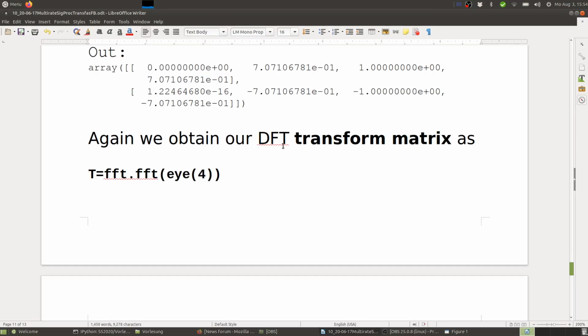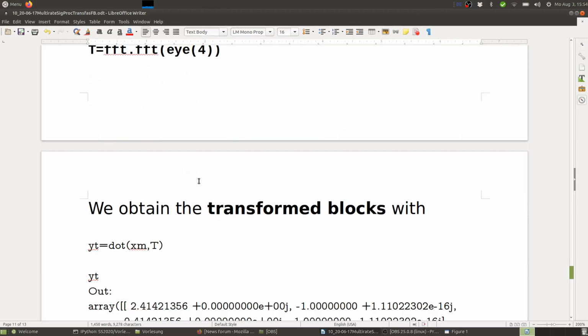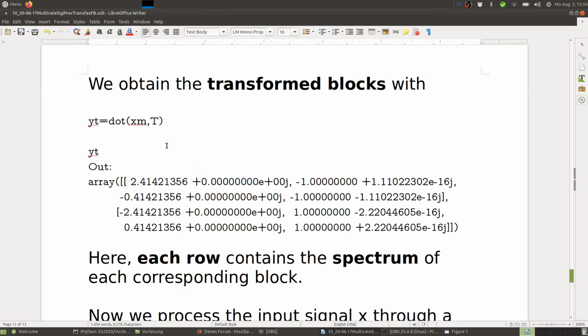And again, we obtain our DFT transform matrix as FFT of I4. So here this is the identity matrix of size 4 by 4. And then we compute the transform, the matrix multiplication with the transform matrix. Here we take xm times our matrix T, and dot is the matrix multiplication function for those two arrays. Right? So this takes each row of xm and multiplies it with T. And this is then the result.